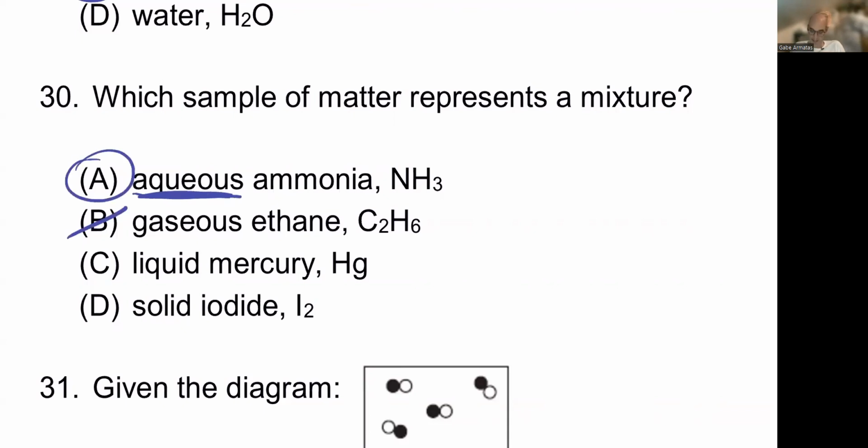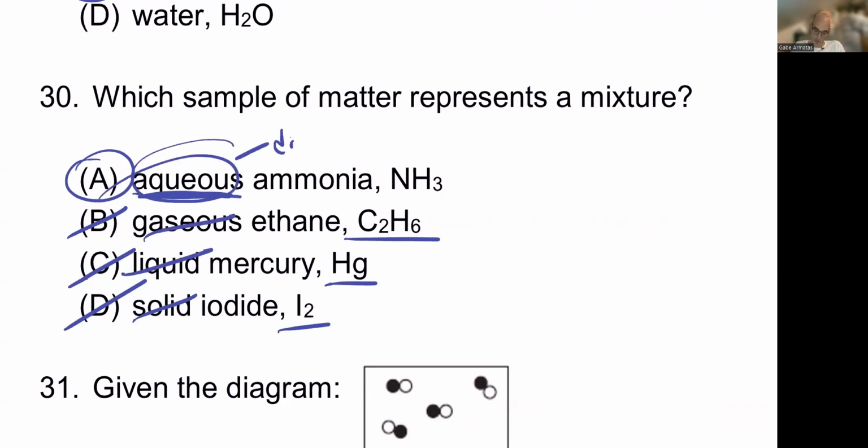Gaseous ethane, okay, so gaseous ethane basically means it's just that. Liquid mercury. This is an element. Solid iodine. Doesn't matter if it's solid, liquid, or gas. Aqueous indicates it is dissolved in water.